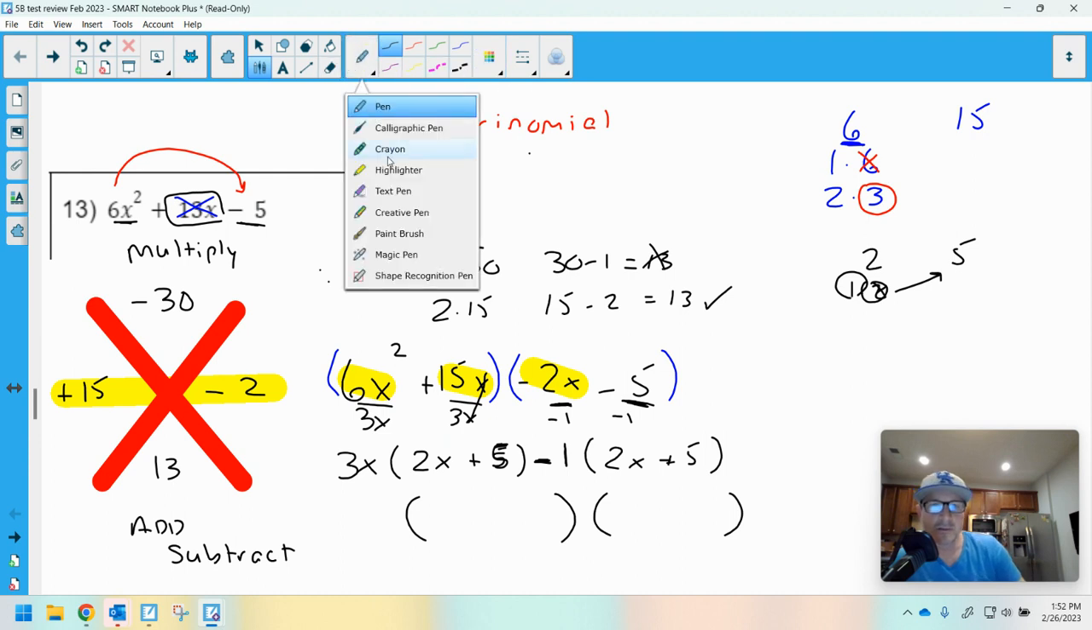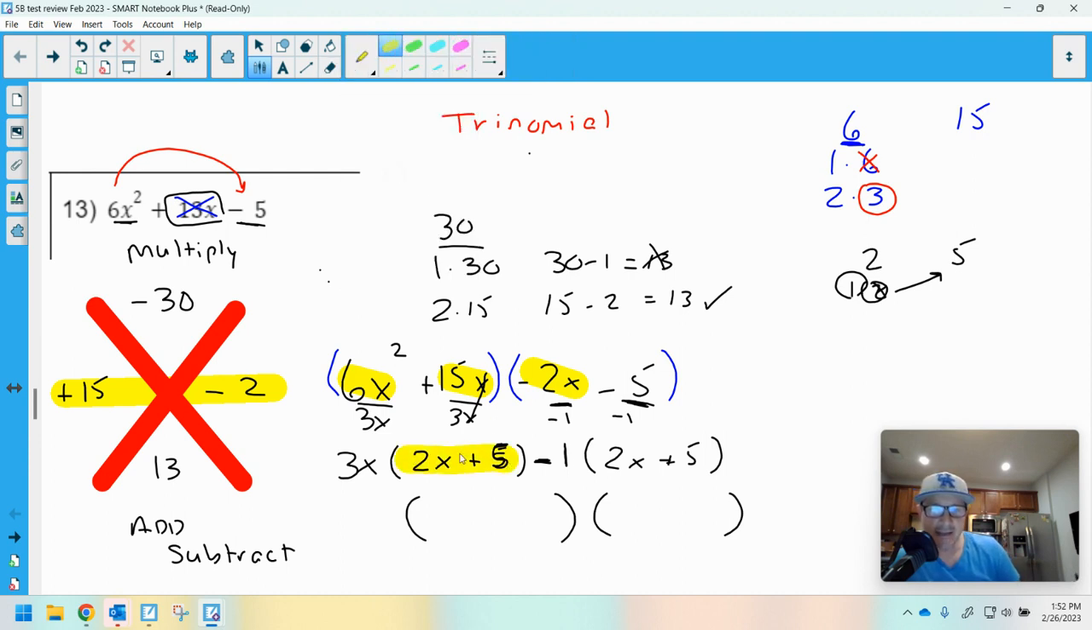What goes in one of those parentheses is exactly what you have in these parentheses. They should always match. They have to match. If they don't match, we didn't do it right. So we're going to write that just one time. 2x plus 5. That is one of our answers.